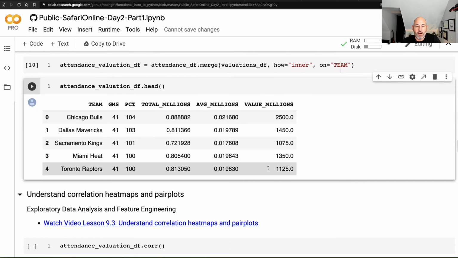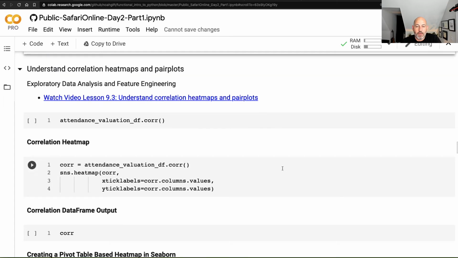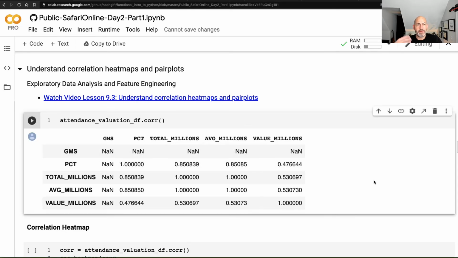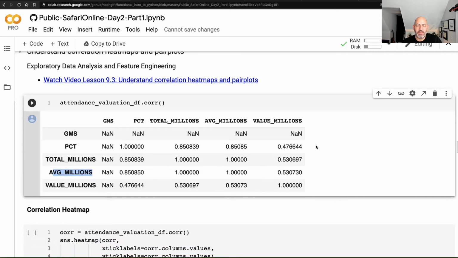Next up is a section on correlation heat maps. This is a pretty common approach to start doing some investigation: looking at which columns are correlated with other columns. We can see that, for example, the valuation of the team, which is how much the team is worth, is correlated with the average attendance in millions, right? Which is intuitive. You would think that the more people attend the games, the more the team would be worth.